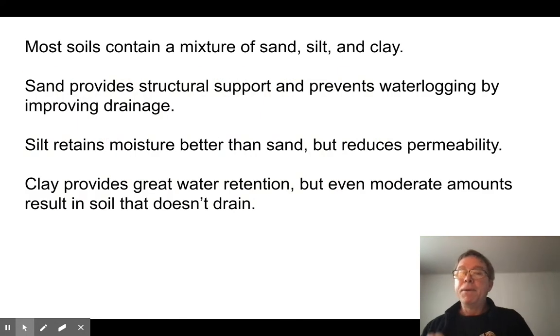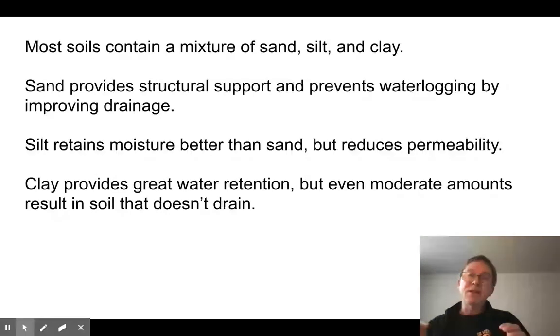Turns out most soils contain a mixture of sand, silt, and clay. And that's one of the things I'm going to ask you to do, is learn how to analyze soils to see what properties we'd expect from them. So here's what you need to know. Sand provides two things: structural support and drainage. Having sand keeps it from getting compressed and having its density increased to where it doesn't have any permeability, but it also helps water flow through.